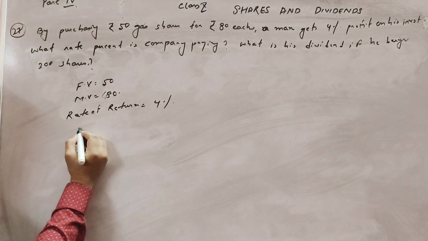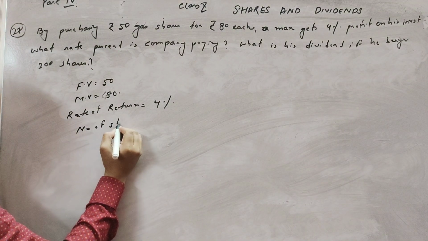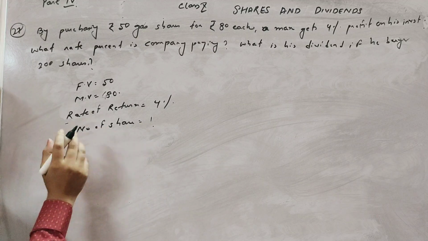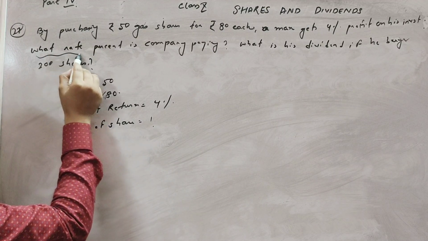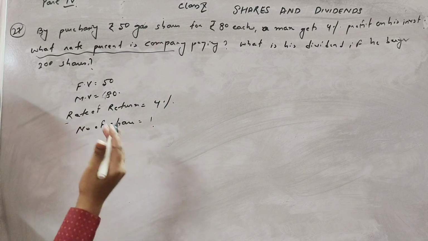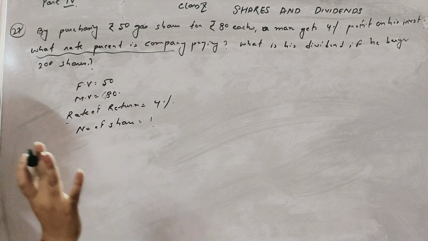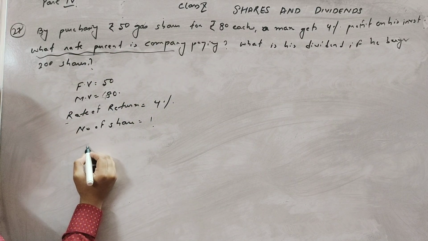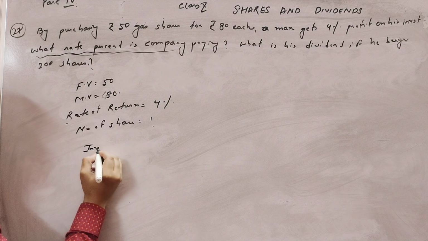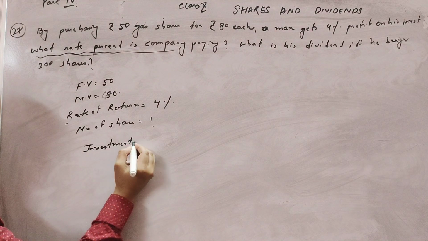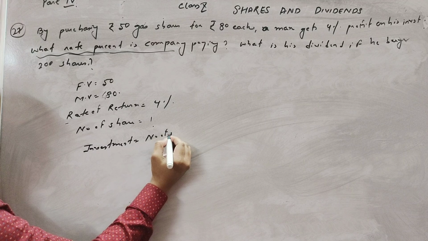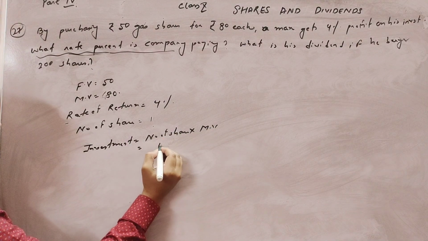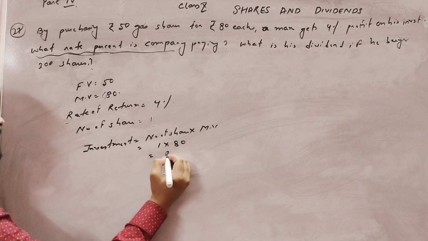So the number of shares we have taken is 1, and the rate of return is given. The question is: what rate percent is the company paying? That is, find the rate of dividend. First of all, calculate the investment. The investment formula is number of shares into market value. The number of shares is 1 and the market value is 80, so it is 80.